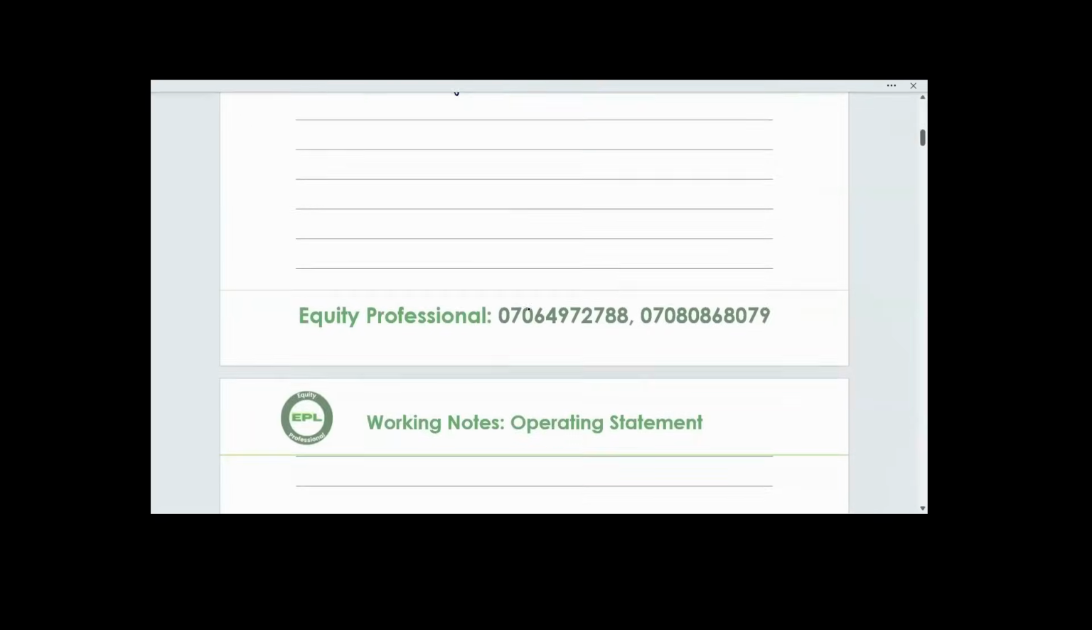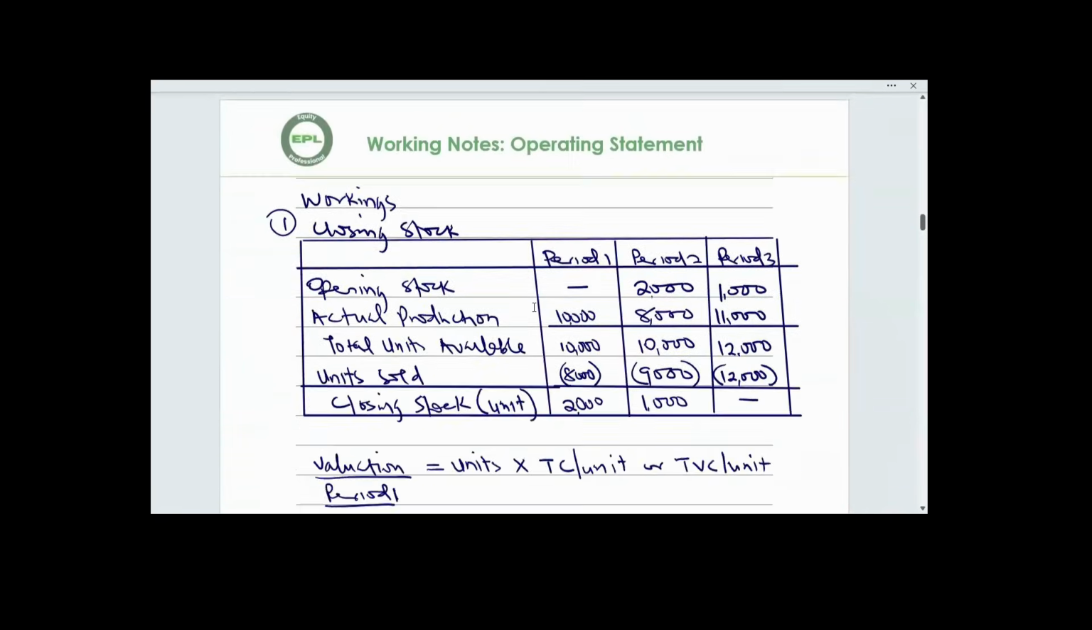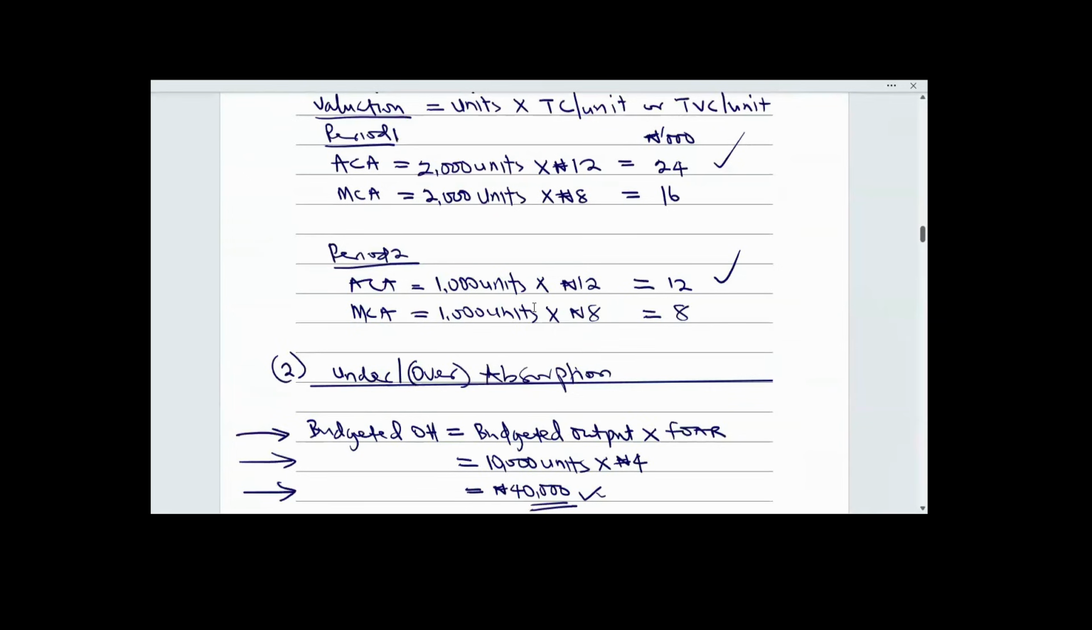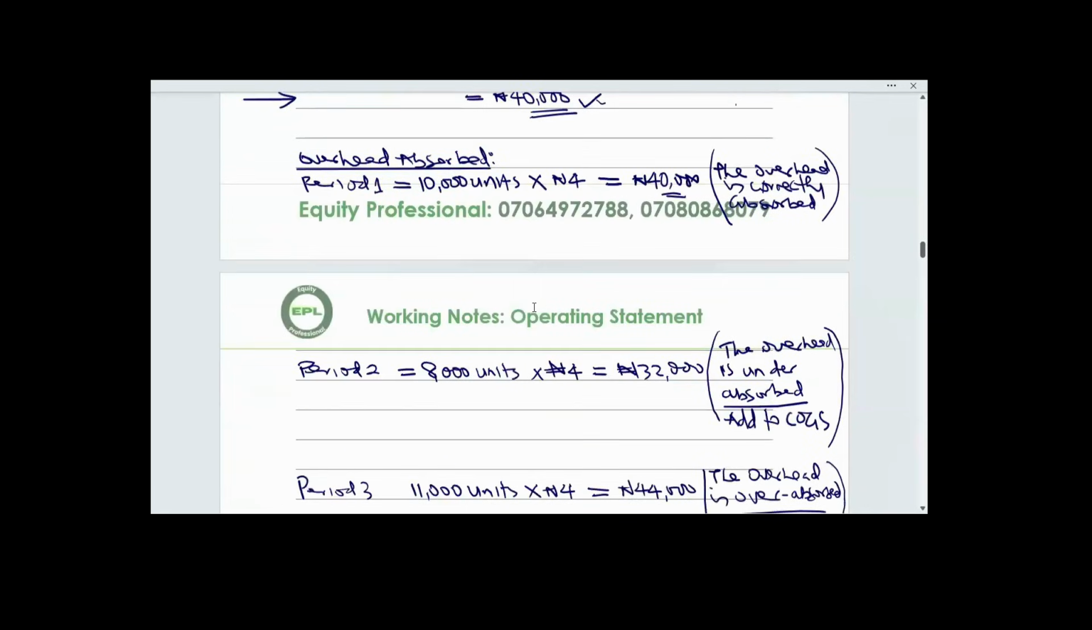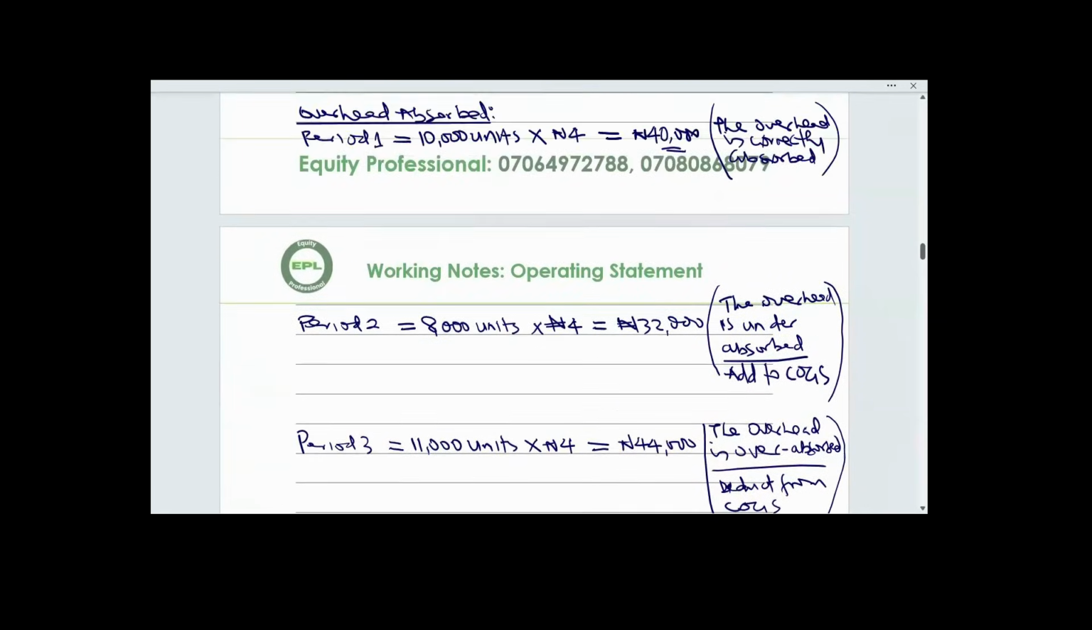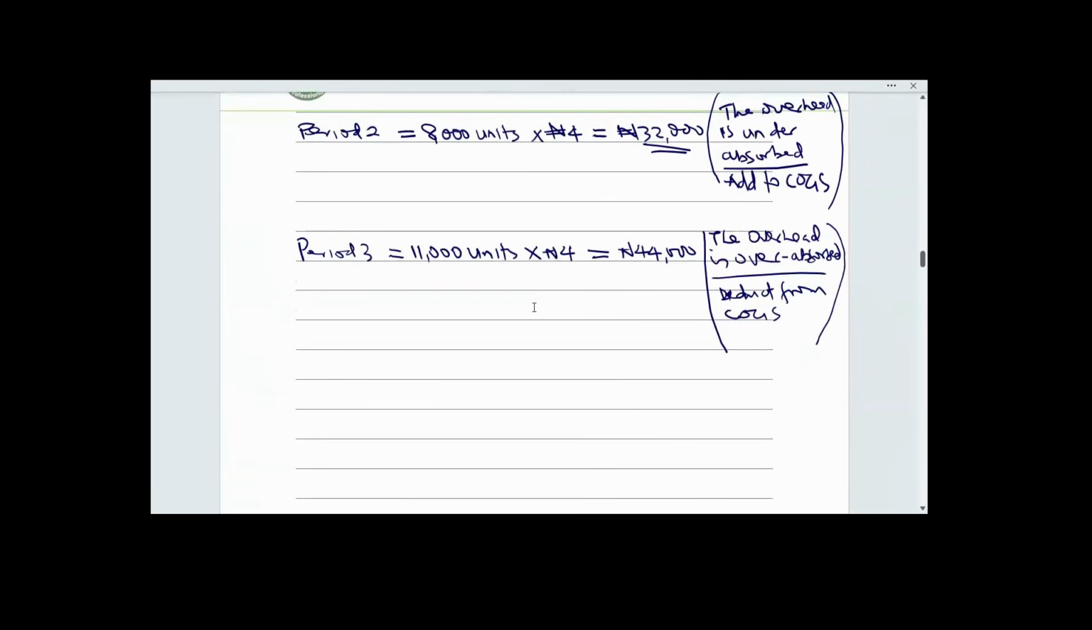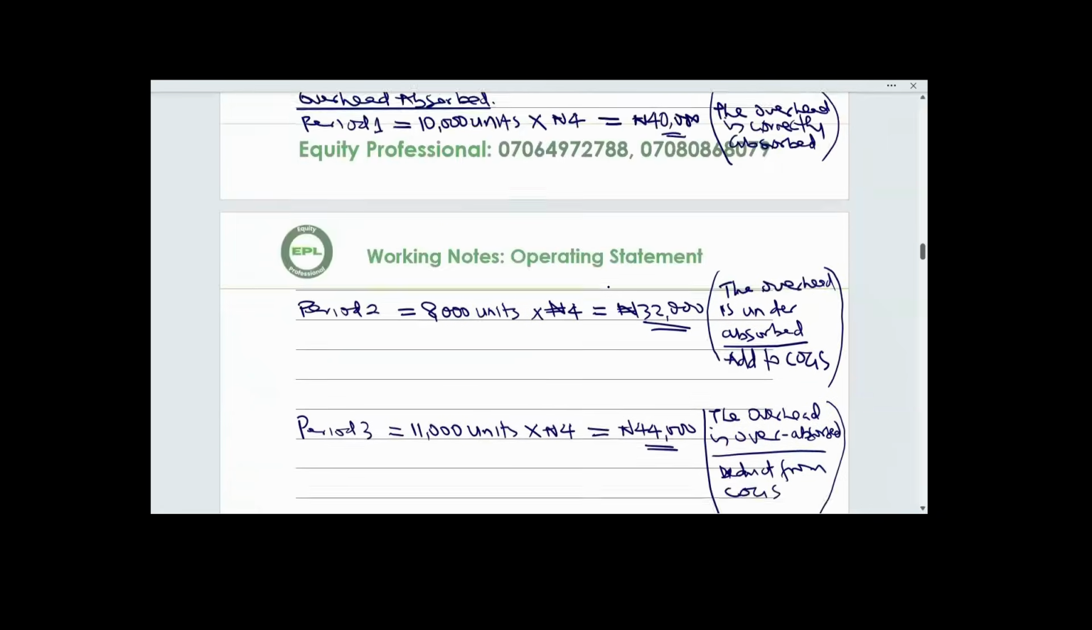In case somebody is asking me, let me repeat what I've just said. This is where we are coming from, the overhead absorption that we have done here. In the second period, we calculated 32,000. In the third period, we calculated 44. So let's just put the two so that we don't need to come back here. In the second period, it was over, so you have to put it in brackets. So 32 and then 44.